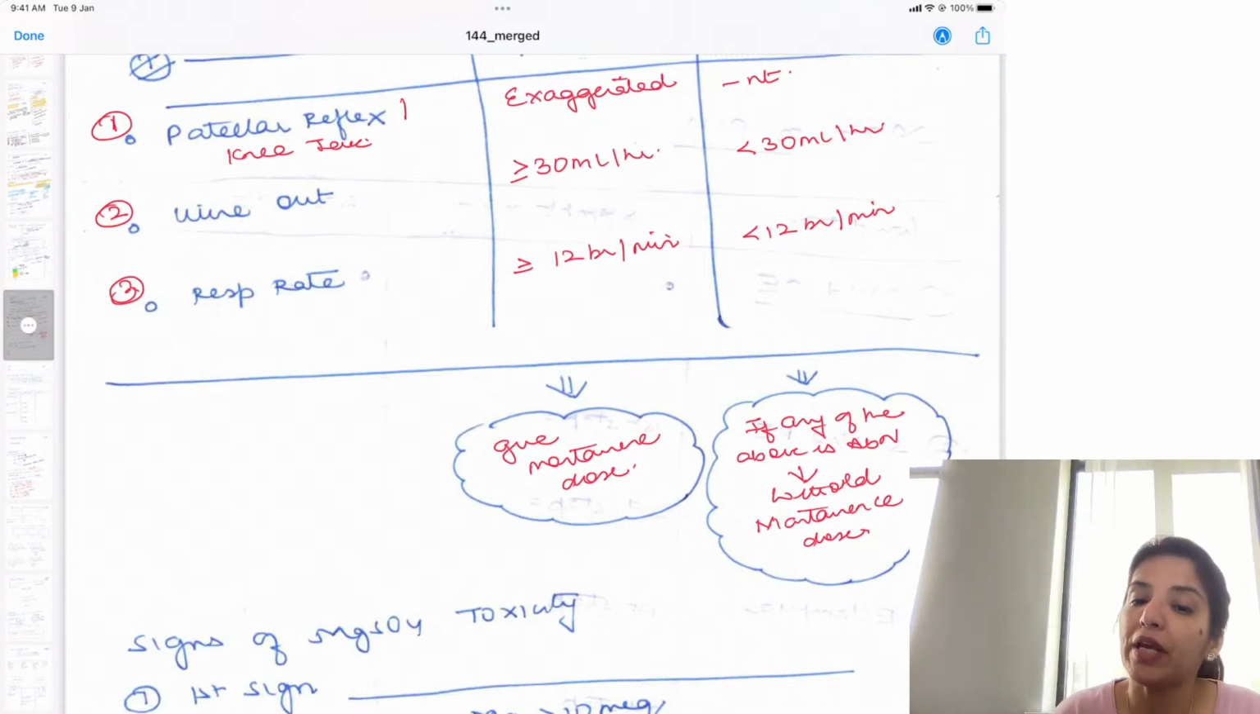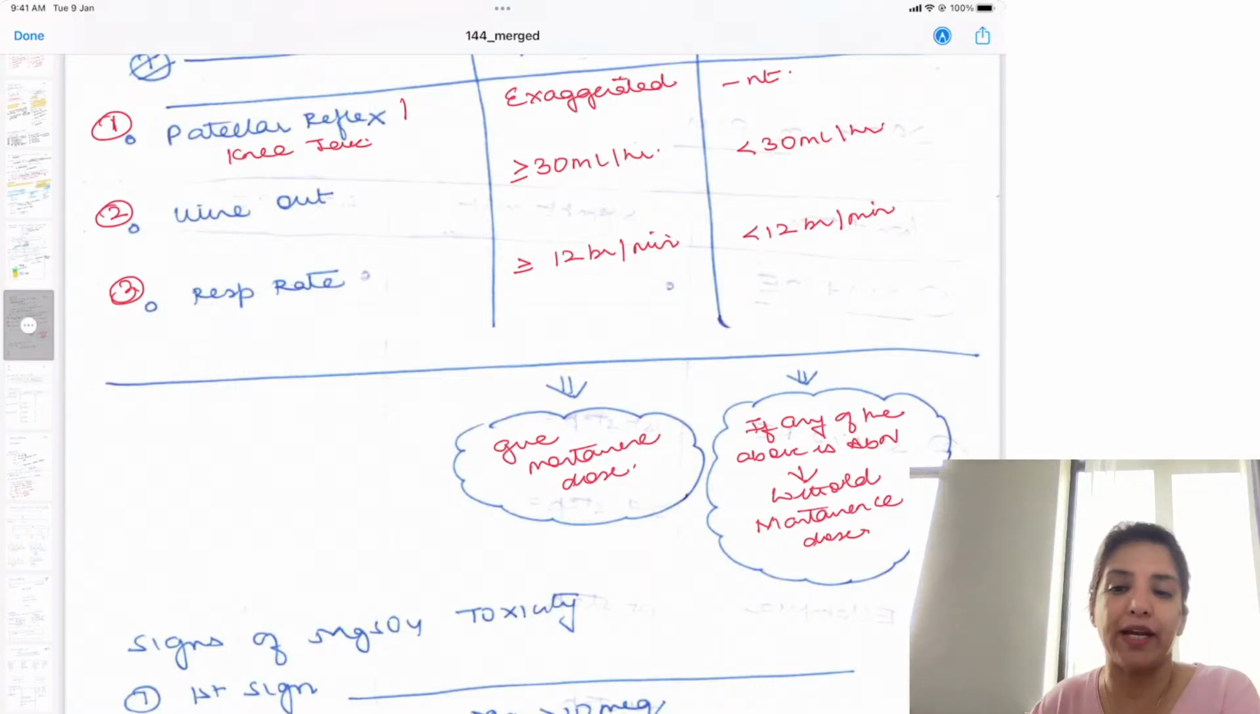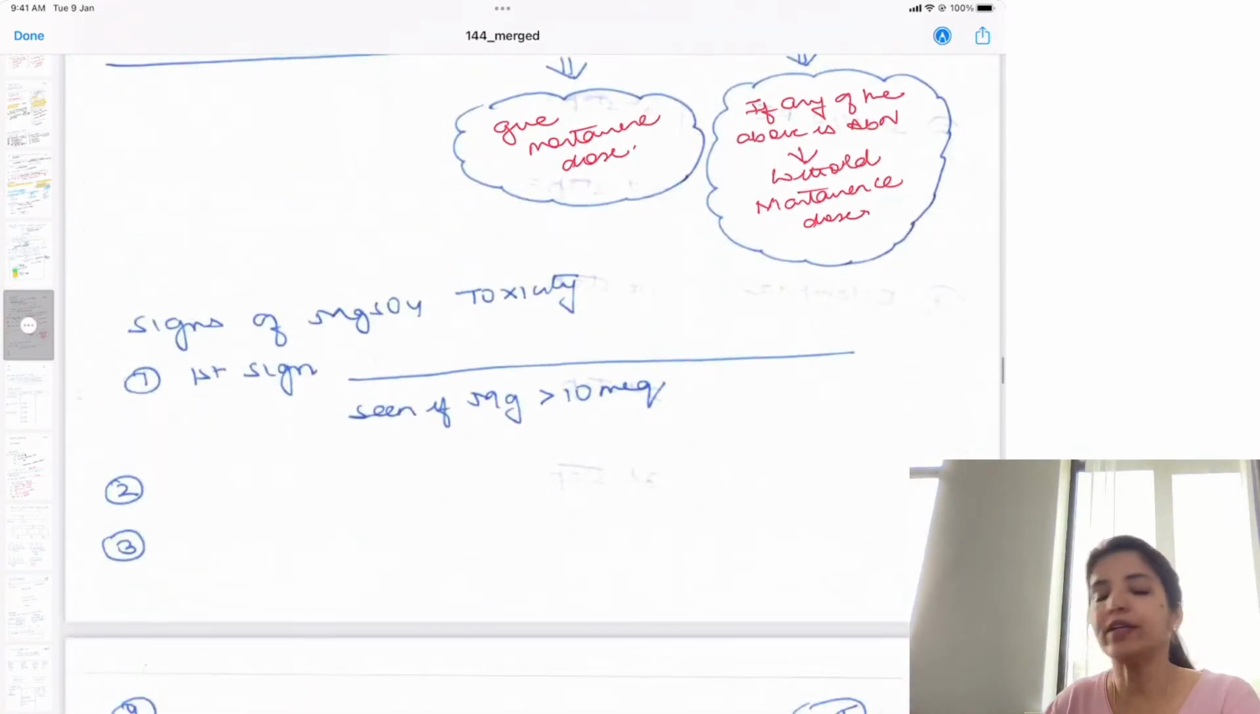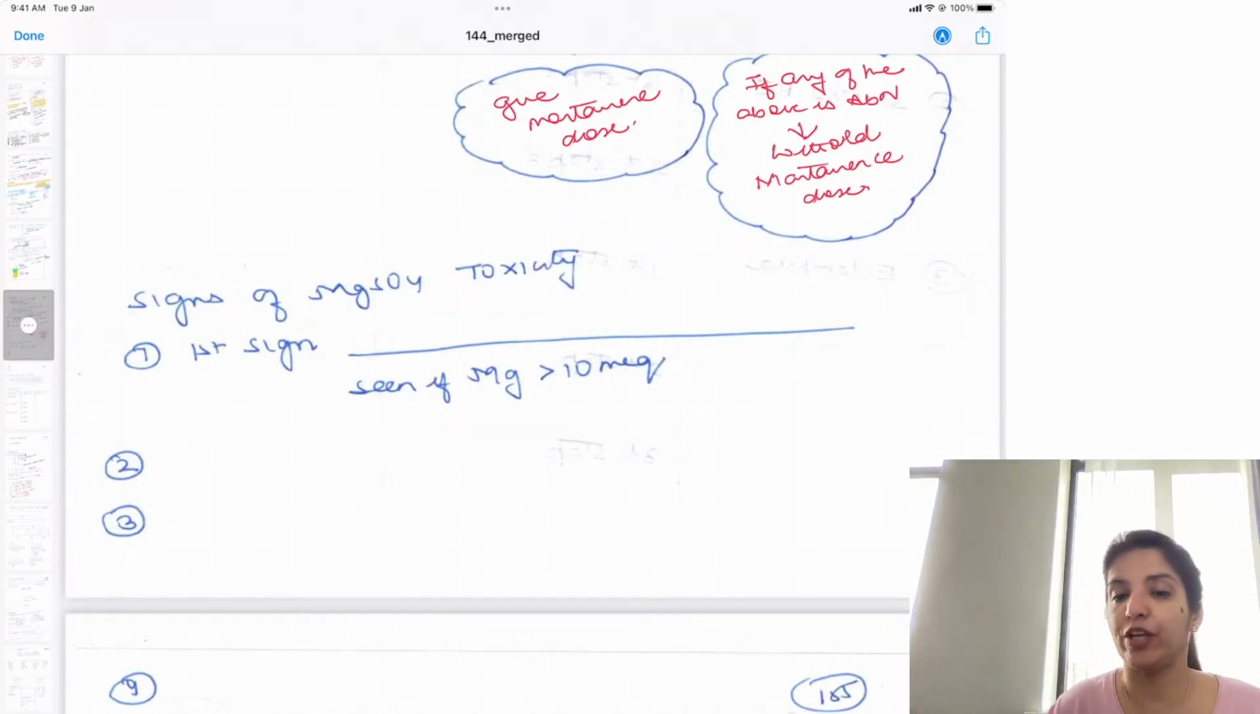If any of these three is abnormal, then at 4 o'clock I am not going to give her the maintenance dose. Then the next dose time will come again after 4 hours, so at 8 o'clock at night I am going to check these things. At 8 o'clock, suppose patellar reflex is absent, so again at 8 o'clock I am not going to give her the dose. Then I am going to go at 12 o'clock at midnight. Are you understanding how you have to give magnesium sulfate? Yes.